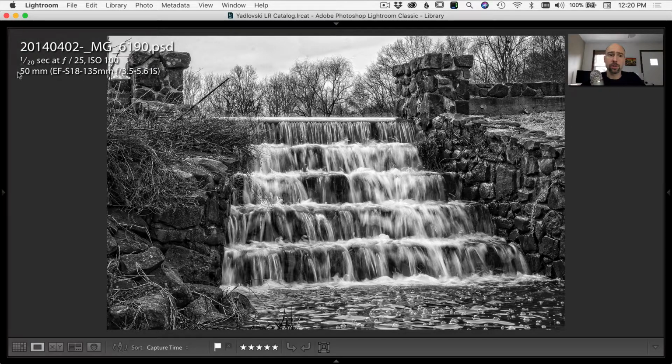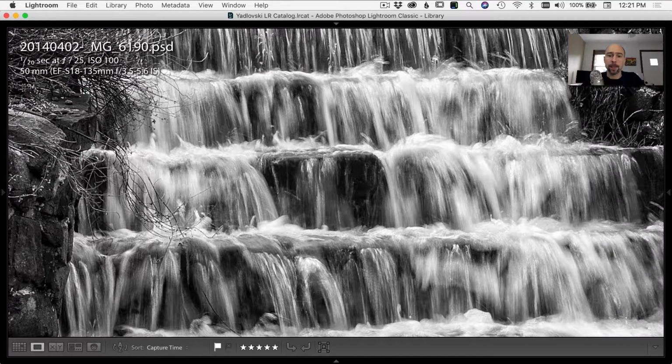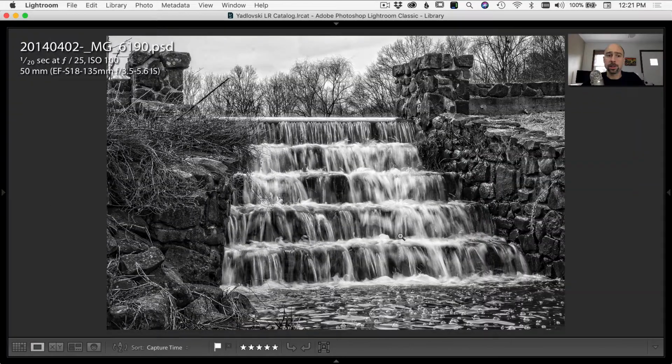I used a slower shutter speed, 1/20th of a second, and that gave me the nice cascading look of the water here. Looks like it's moving. You can see there's movement in the water. It's blurred together a little bit, and a slow shutter speed allowed me to capture this image.